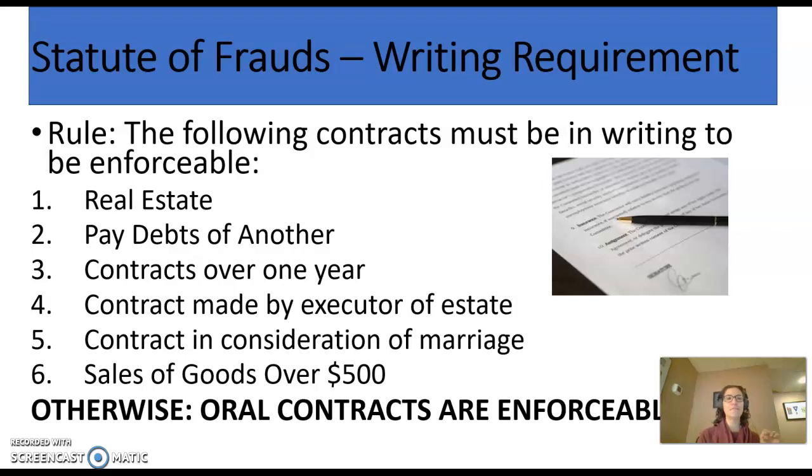How about this one? Contracts that by their very nature last more than a year. That means the contract can't happen in less than one year. That's the magic. You might be saying, how does that work? When I go to work for my job, I just work until I quit. A contract where you can quit at any time, that's not a contract that lasts a year, because I can quit tomorrow.